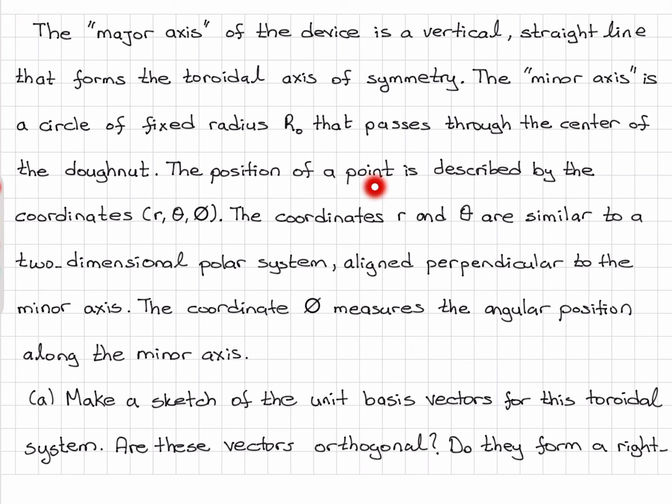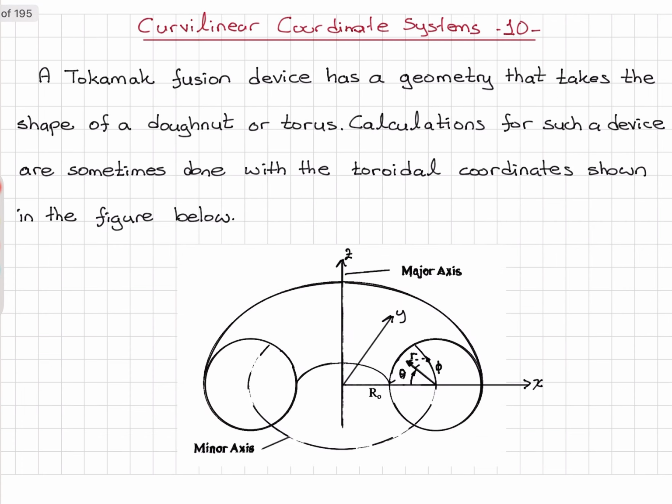The position of a point is described by the coordinates r, theta, and phi. The coordinates r and theta are similar to a two-dimensional polar system aligned perpendicular to the minor axis. The coordinate phi measures the angular position along the minor axis. So as you can see here, this is our phi.